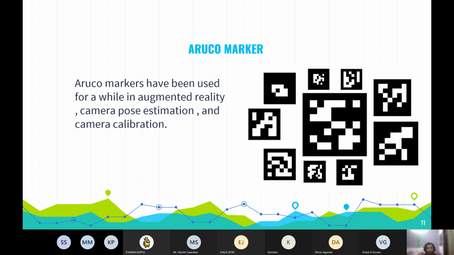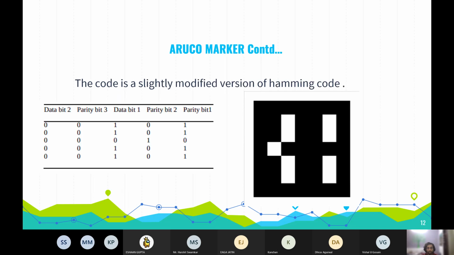Another popular use of parity bits is in Aruko markers. These are very popularly used to detect the camera pose estimation and in AR. So how they work is this white strip is redundant. Inside this one, black is redundant.